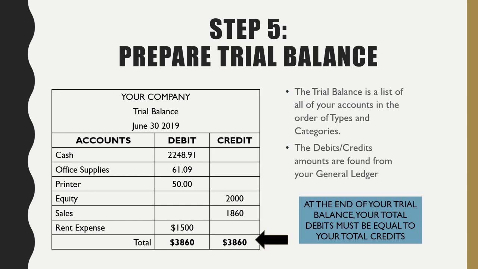So this is exactly what's going to happen: you're just going to tally up all of your accounts, and our goal is to make sure that our debits and our credits match. Once again, this is going to happen at the end of the accounting period. So for us, it's going to be June 30th.